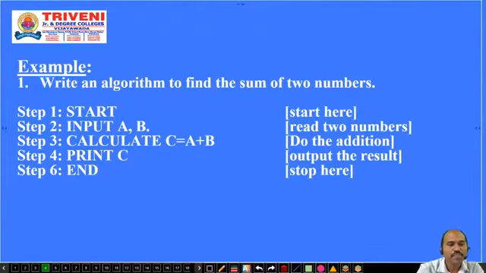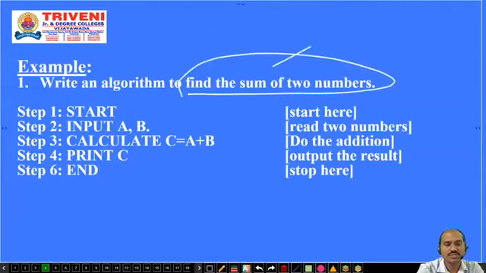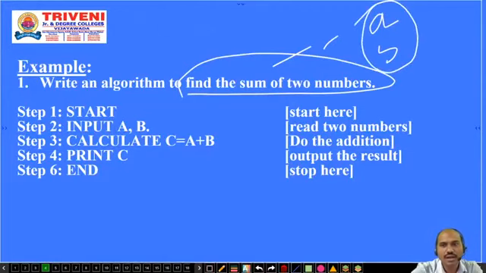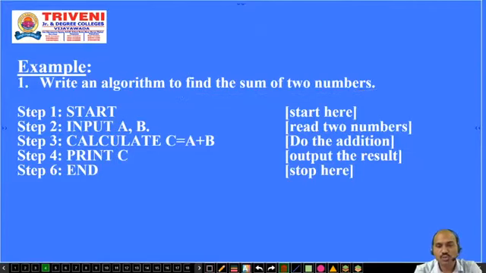So this is a programming problem: find the sum of two numbers. In this program we are discussing the sum of two numbers. For example, you have a value a and a b value. These two numbers are added to get the c value. So this is the entire sum of two numbers. For this problem we have to write an algorithm.